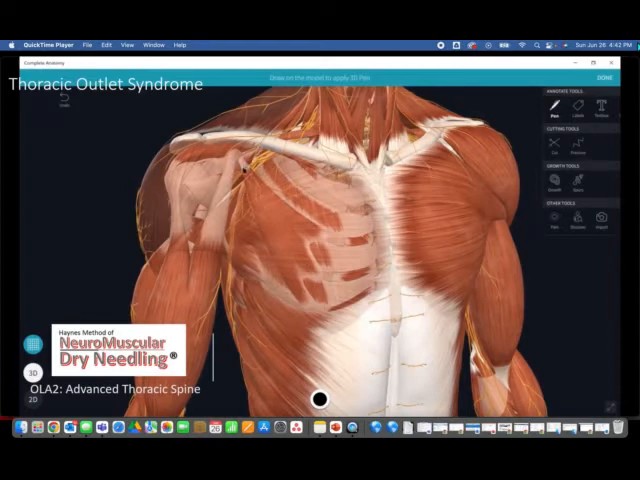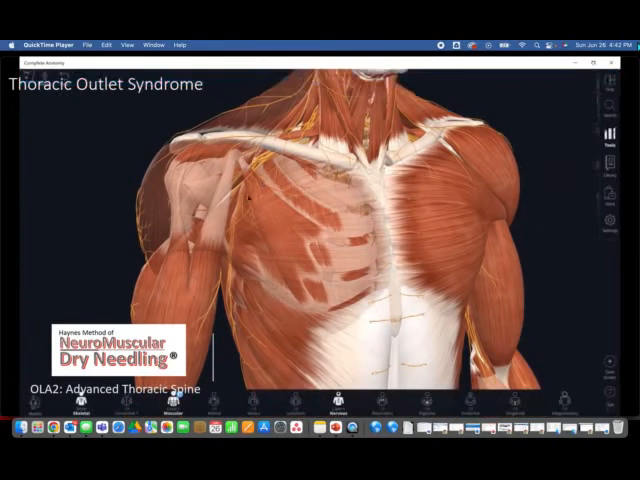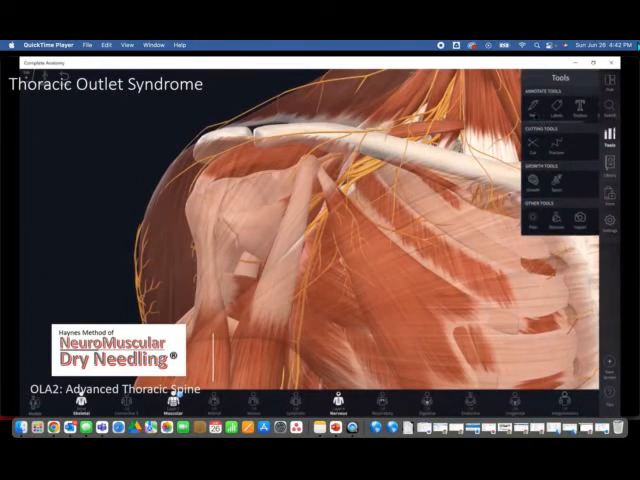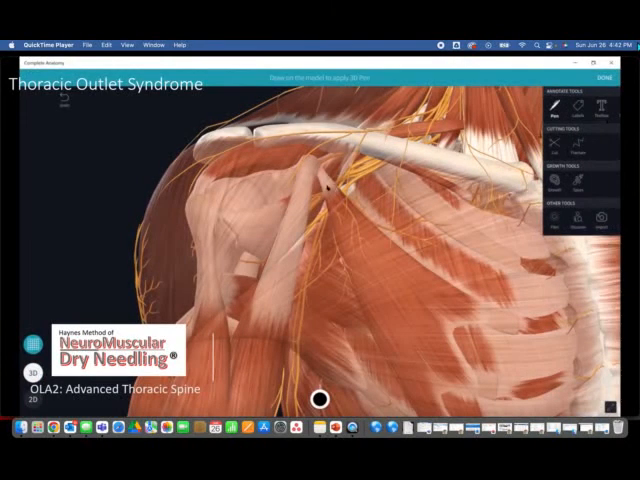We can take a direct approach. So we can needle the Pec Minor just medial to the coracoid. The coracoid is sitting right here, and so we can needle medial to that and slightly inferior. So we could needle there. Now you want to be cautious because of, again, the brachial plexus sitting further distal. So you definitely don't want to drop a 6 centimeter needle into that to get to that.